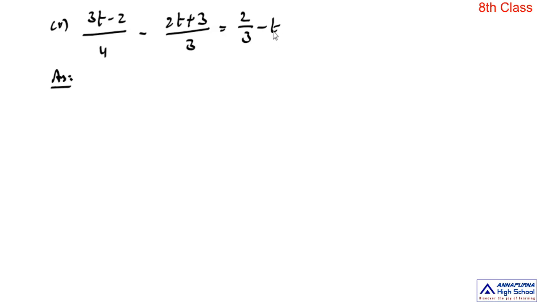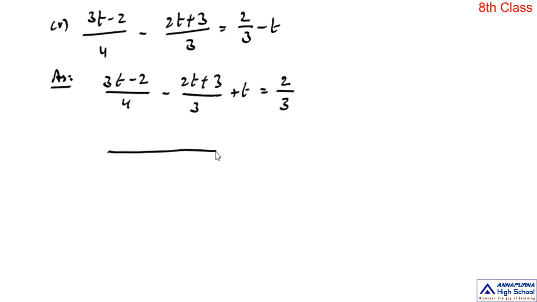First we transpose all the variable terms to the left side. So of these terms, here we have a variable, and minus t. Transposing to the left side, it changes to 3t minus 2 by 4 minus 2t plus 3 by 3, and minus t transposed to the left side changes to plus t. It is equal to 2 by 3. And find the LCM of the denominators. Here there is no denominator, it is equal to 1.